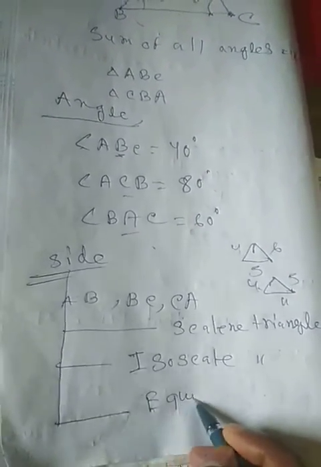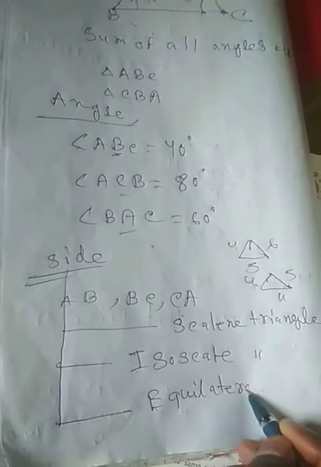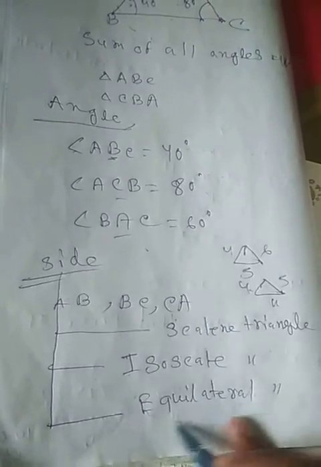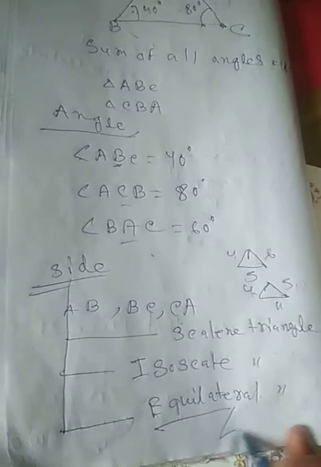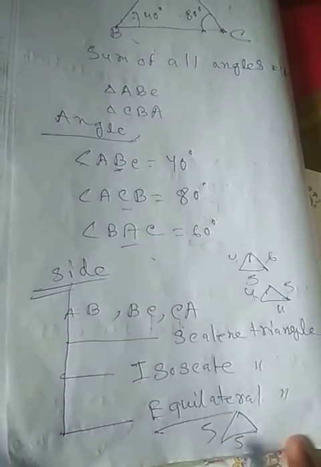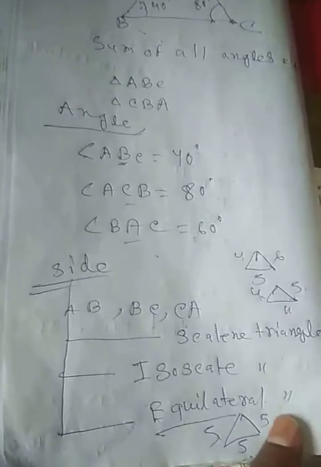Then equilateral triangle. Equilateral means all sides are equal. That means 5, 5, 5. All sides are equal, so this is an equilateral triangle.